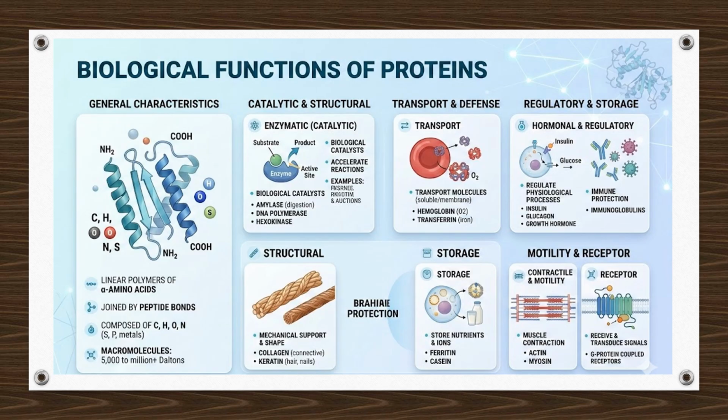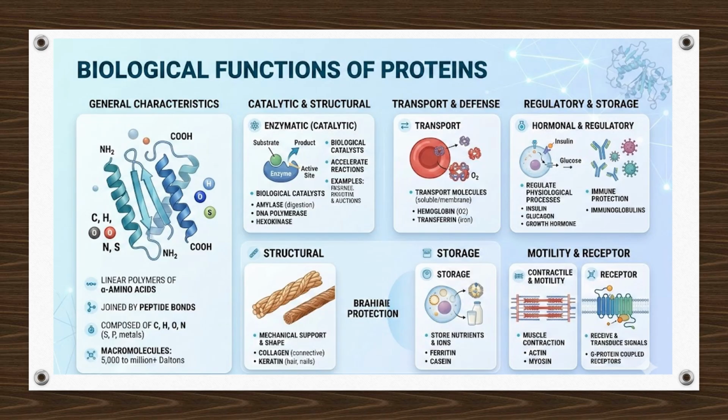Many hormones are proteins or peptides. Insulin and glucagon regulate blood glucose. Growth hormone drives development. Erythropoietin stimulates red blood cell production. And parathyroid hormone controls calcium balance. Leptin signals nutritional status to the brain. Each hormone acts by binding to a specific receptor, ensuring precise communication between cells.